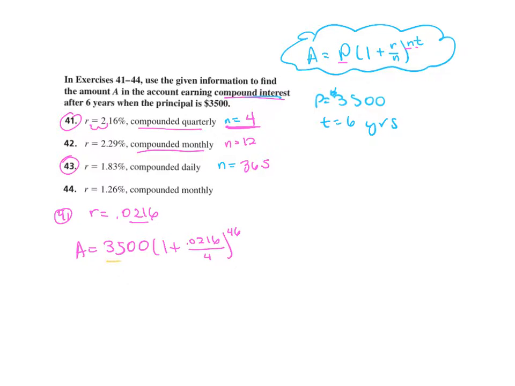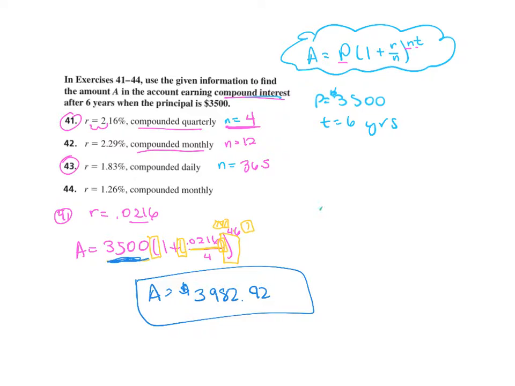Now you type in 3,500, open parentheses, 1 plus another parentheses, 0.0216 divided by 4, close parentheses, and then you close the parentheses again. Then you do the exponent, parentheses, 4 times 6, close parentheses. Just remember how to plug that in the calculator. When you get it, you should not get a number that's way too large. You should never have double this amount. It'll be higher, but it should be close to it. So when you plug this into your calculator, you should get $3,982.92.